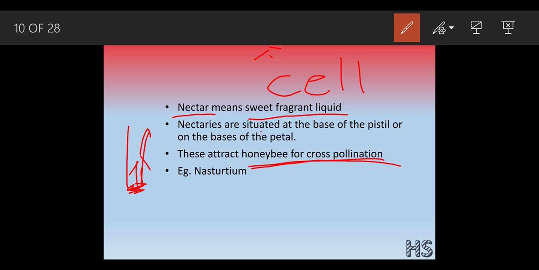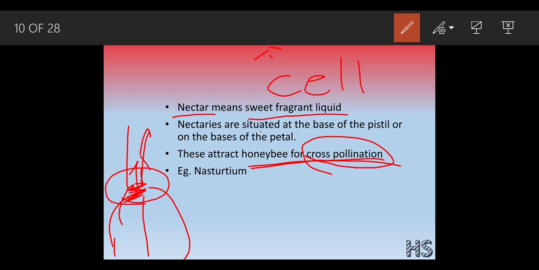What do you mean by cross pollination? In the next chapter we are going to complete pollination and fertilization. At that time you could understand it more perfectly. This is the base part, this is the pistil, that's the ovary, between there is a placenta, and here the nectar is located. These nectaries are there for the attraction of honeybee for cross pollination.